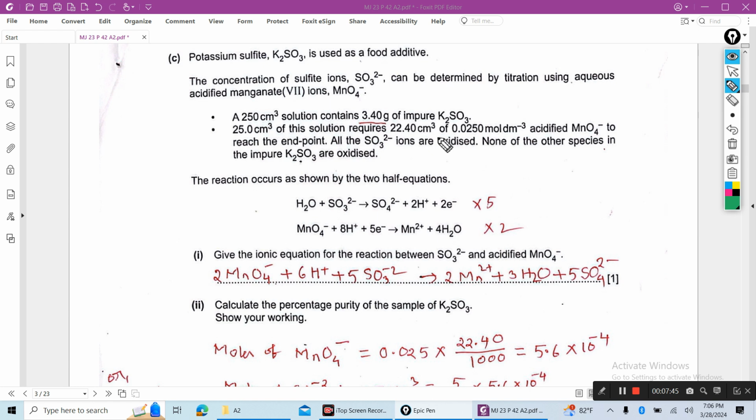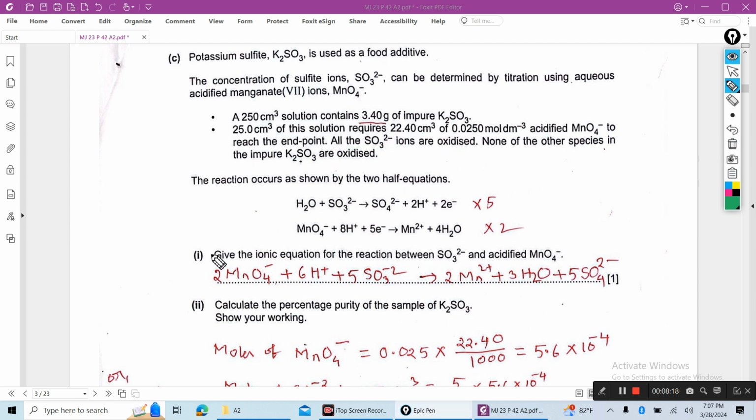This is the titration. Manganate concentration and volume are given, so you can calculate moles. Then all the sulfide ions are oxidized. None of the other species in the impure potassium sulfide are oxidized. Only sulfide ions are oxidized. Now the reaction occurs as shown by the two half equations. These reactions are given.